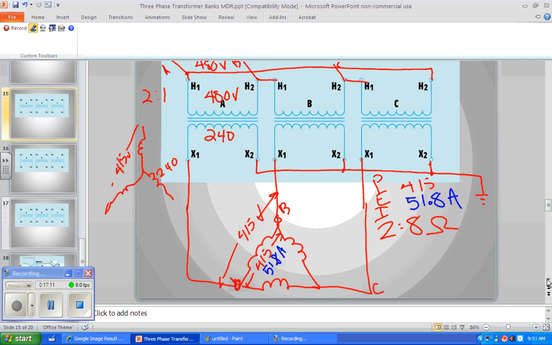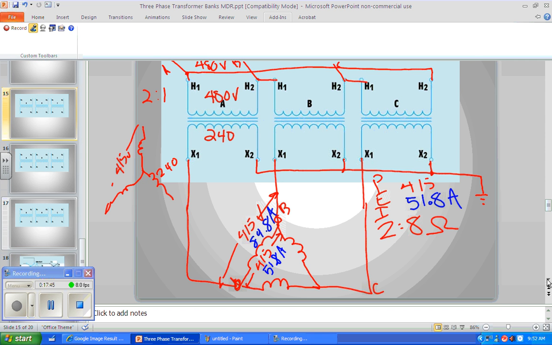Now, in a delta load, what is all the same? The voltage is the same. The current is not. If that's our phase current, what's our line current? 89.8. 89 point what? 8. Thank you. So we have 89.8 amps on our line at the load, right?